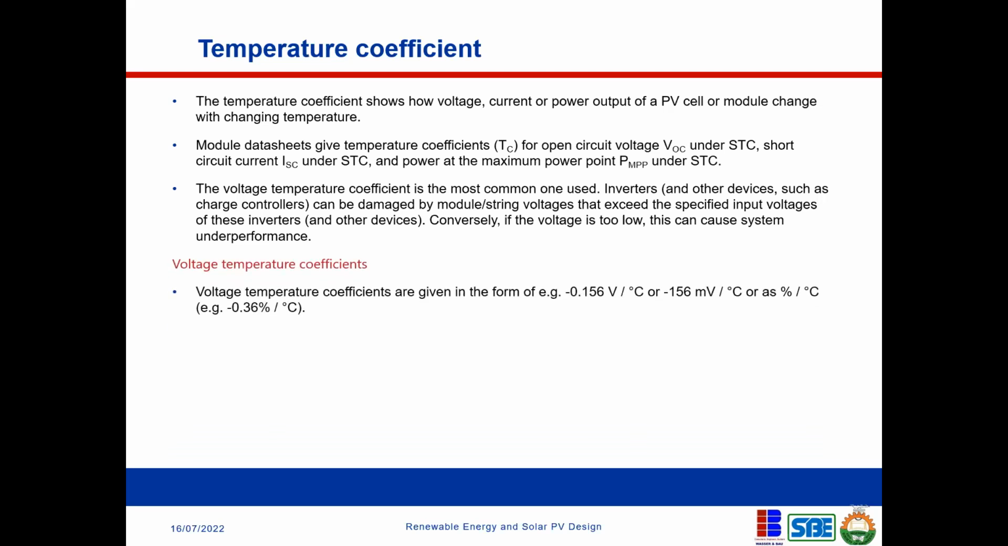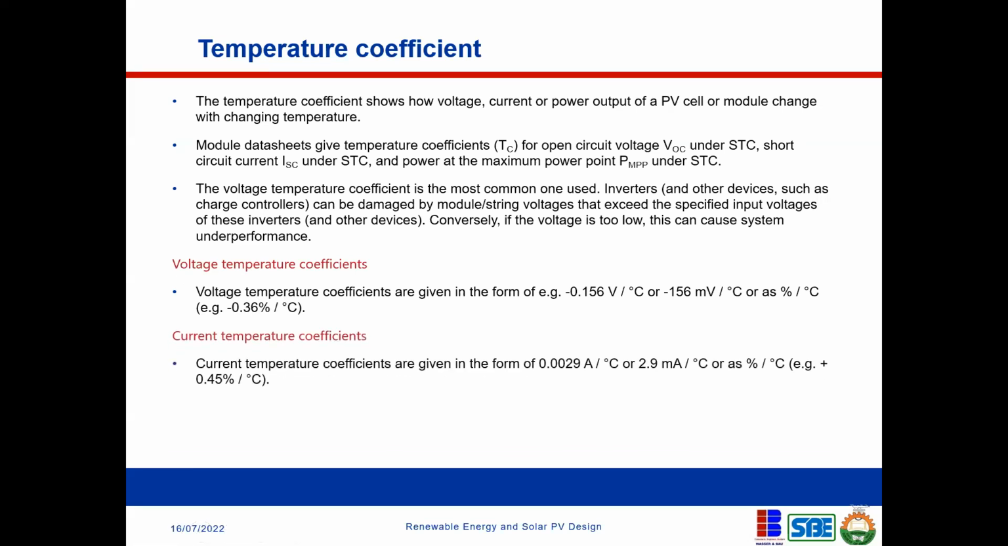So this is an example of a temperature coefficient. Look at the value I'm referring to here: -0.156 volt per degree centigrade. So for every temperature increase beyond 25 degrees centigrade, you will lose 0.156 volts. This is a typical example of a temperature coefficient. Or you could have it in the form of millivolts, or in the form of percentage. So for every temperature increase, you lose a certain amount of voltage. And when you lose a certain amount of voltage, your power drops.